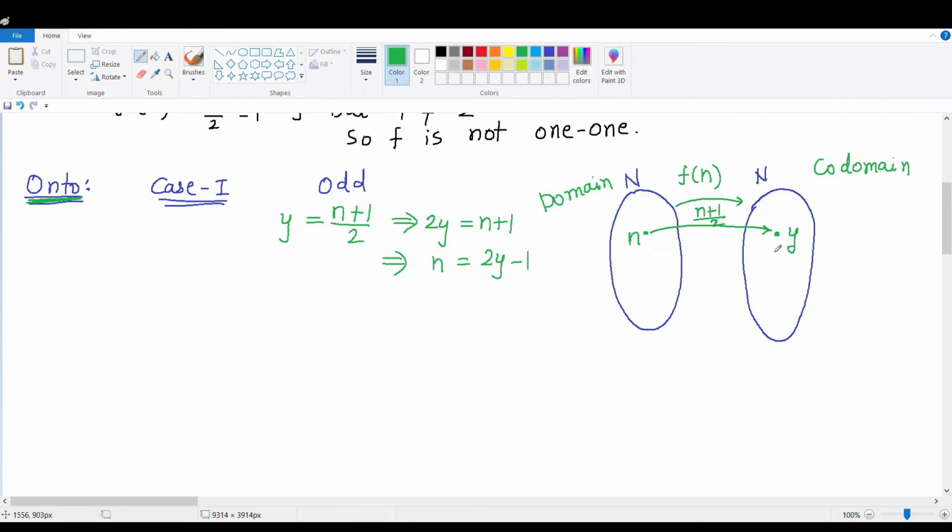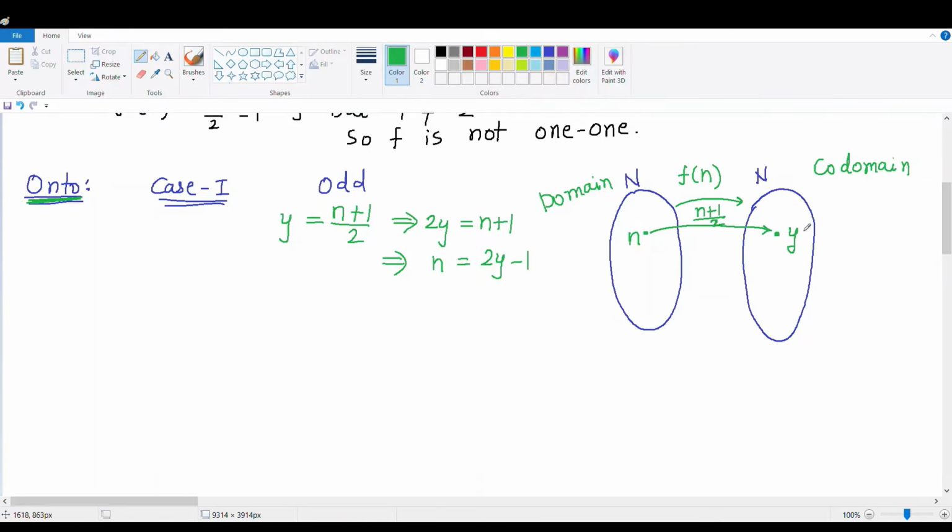Now think, your y is what? A number in the natural number set. That means all those numbers are like what? 1, 2, 3, 4, 5, 6, 7. So any number from those numbers, if you double it and subtract 1, that is still going to be a natural number, right?